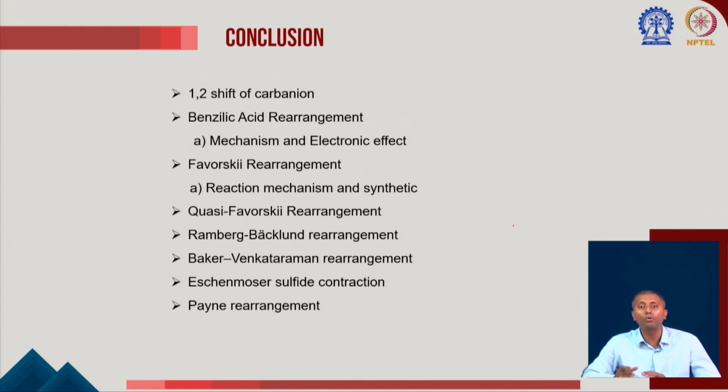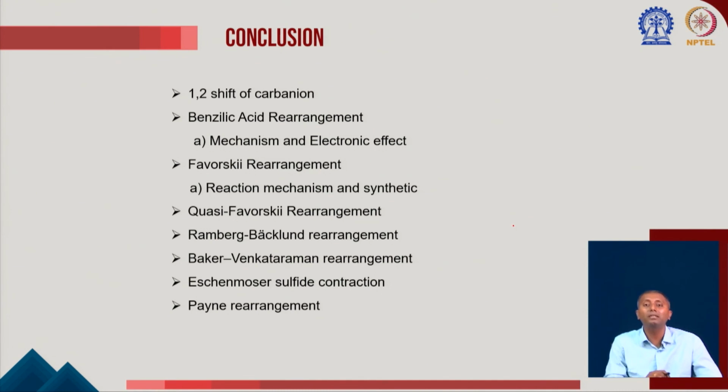We have learned about the quasi-Favorskii rearrangement, where you do not have an alpha-prime hydrogen, so it is attacking of the oxygen followed by the 1,2 shift happening to get rid of the chlorine. Then we have talked about the Ramberg-Bäcklund rearrangement. We talked about the Baker-Venkataraman rearrangement, the formation of the phenol and the 1,3-dicarbonyl compounds. We talked about the Eschenmoser sulfide contraction. There also we talked about how this reaction is very important to the formation of this product.